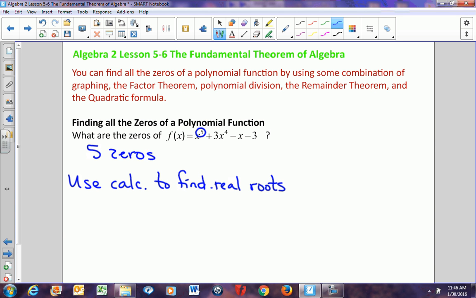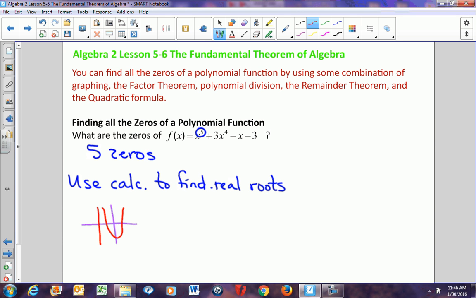So if I graph in my graphing calculator x to the fifth plus 3x to the fourth minus x minus 3, I can read directly from my graph. This is a nice one because I can read it right off the graph. I use my x-axis. My graph kind of looks like this. It looks like I have a line here, and then I've got something that looks like this, but it happens to be going through my graph.